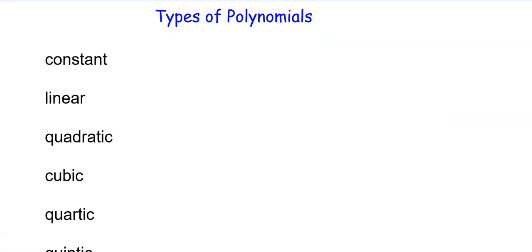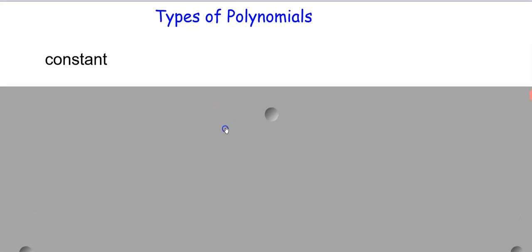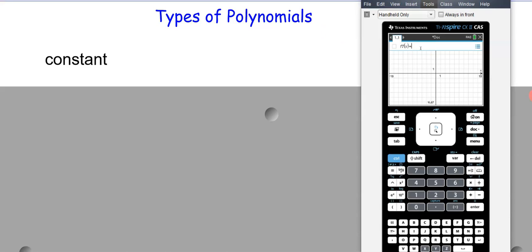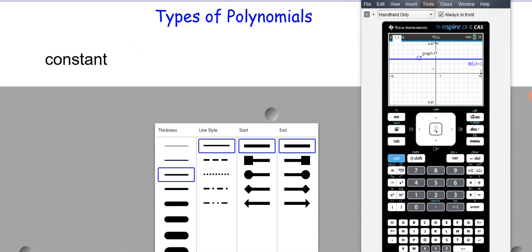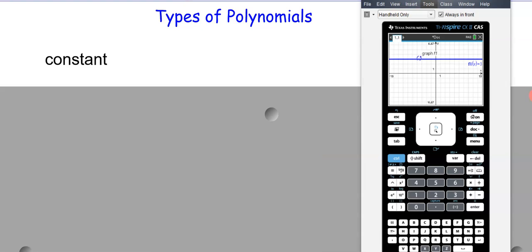Okay, so let's talk about different types of polynomials here. First, let's talk about a constant function. If we get our calculator out and type in the function y equals 3, or f of x equals 3, just press 3 and press enter. That's a horizontal line, so that's called a constant function. So the degree of a constant function equals 0.